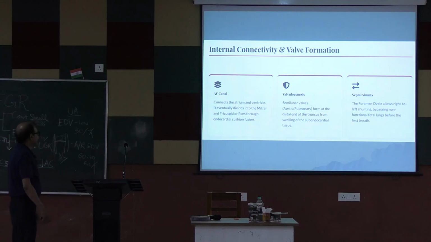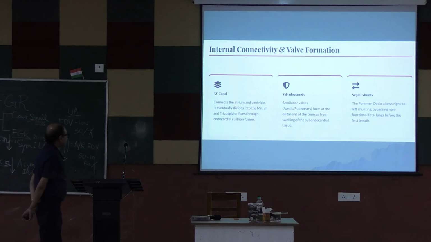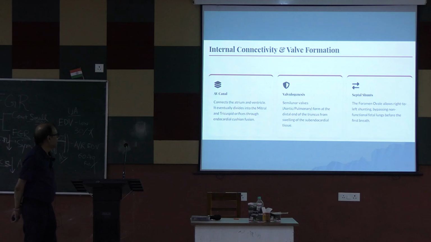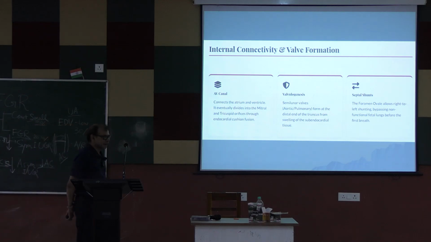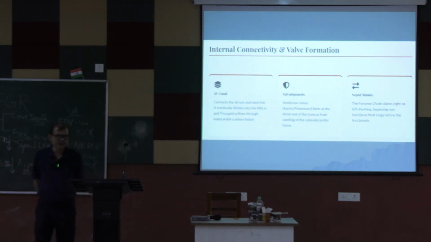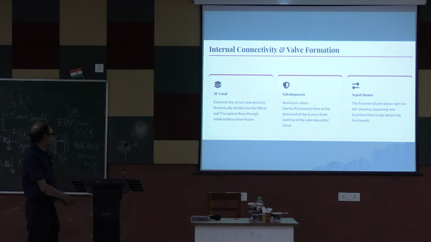Now the AV canal connects the atrium and ventricle, and the valvulogenesis occurs from the endocardial cushion and from the endocardial aspect of the ventricles. Lastly, the septal shunt, that means persistence of the foramen ovale or persistence of the ductus arteriosus.